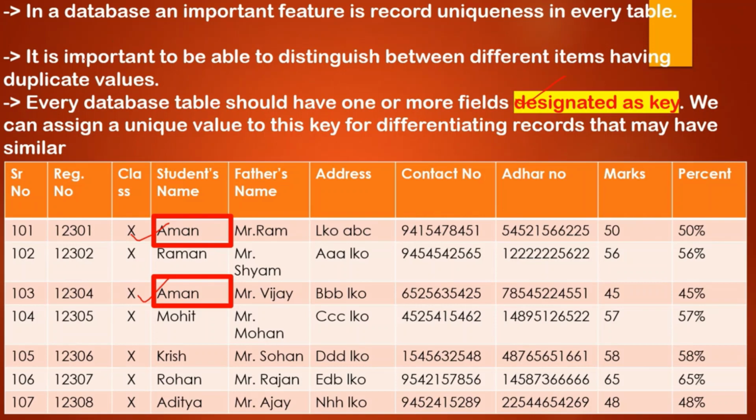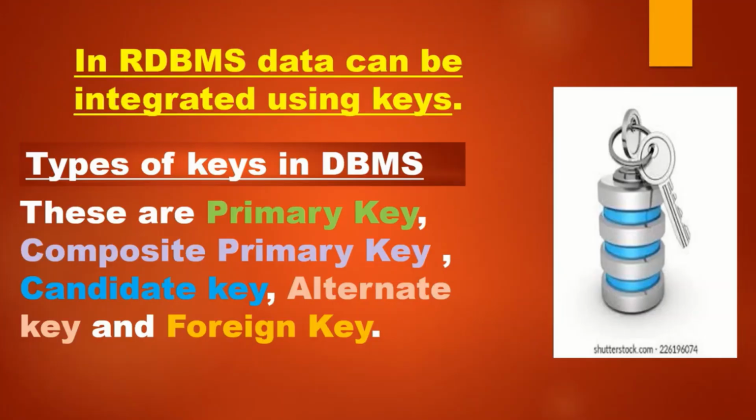तभी आप उसको यूनिकली एक्सेस कर सकते हो. So it is important to be able to distinguish between the different items having the duplicate value, and every database table should have a designated key. यहाँ से बात शुरू होती है कीज की. The number of keys we can use, जो कीज हम लोग यूज करते हैं डेटाबेस में. So in DBMS and in the RDBMS especially, the data can be integrated using keys, and we have a number of keys, जो different types of keys we are using as per want.